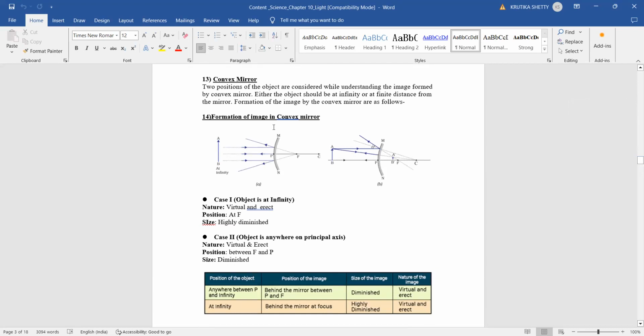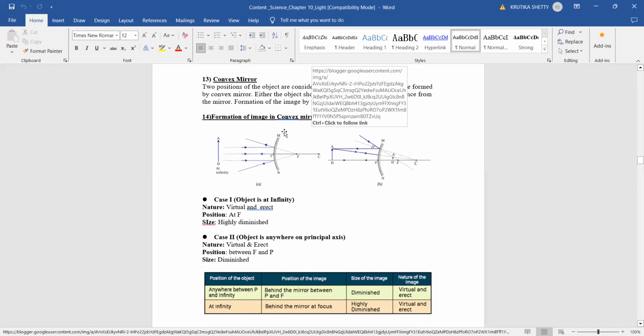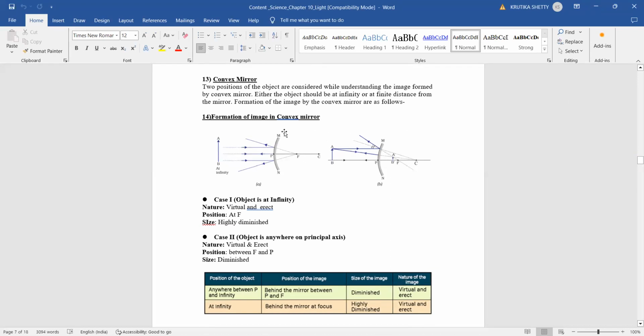Okay, in this 14th point, formation of the image in a convex mirror. So in this point, you can see here the letter F is there. See, capital F it is written. So here you can see this capital F. Right? Can you see this point? Yeah. So this is called the principal focus.